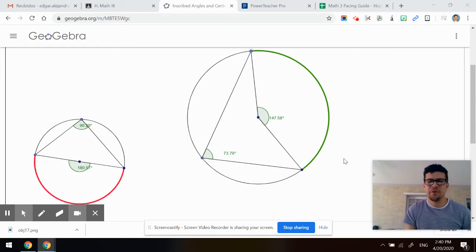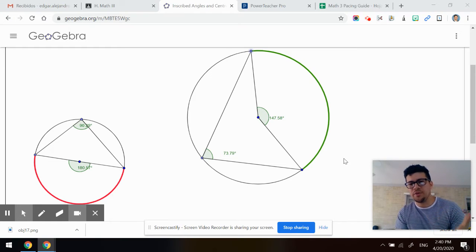Hi everyone. Today we're going to talk about central and inscribed angles very quickly. We are now working with circles and their angles. As we know, the entire circumference of a circle has 360 degrees. So we're just going to be working with this reality, with 360 and 180, and seeing what we can figure out about their angles.